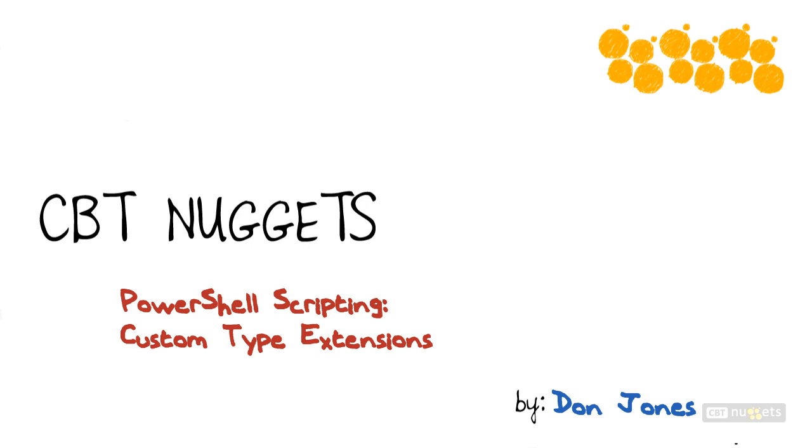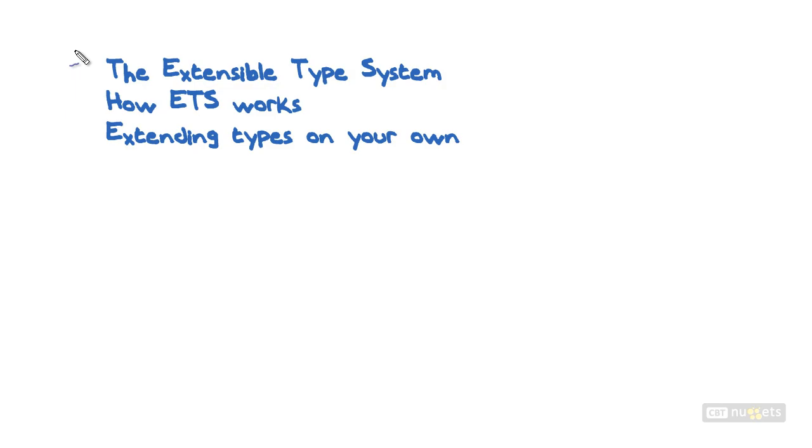PowerShell scripting, custom type extensions. This is going to kind of be a sequel to the previous nugget where we talked about custom formatting views, because we're going to use a lot of the same techniques to achieve a very different result. In this nugget, we're going to talk about PowerShell's Extensible Type System, or ETS. It's a way for PowerShell to take an object that the computer has produced and extend that object's functionality.